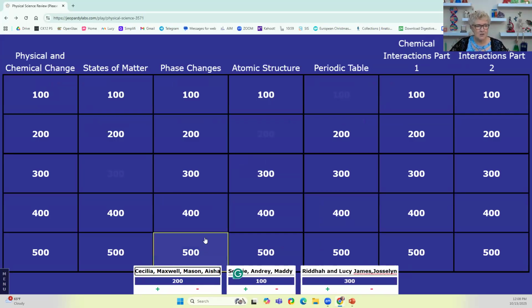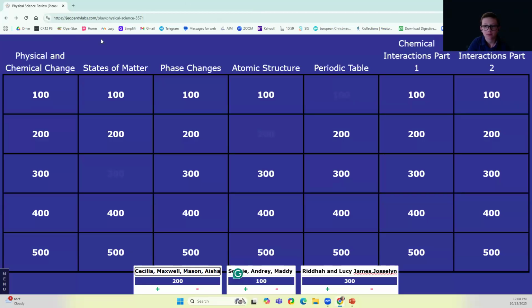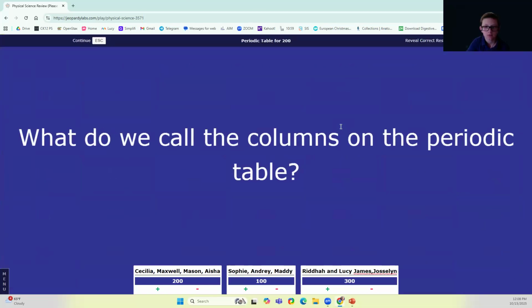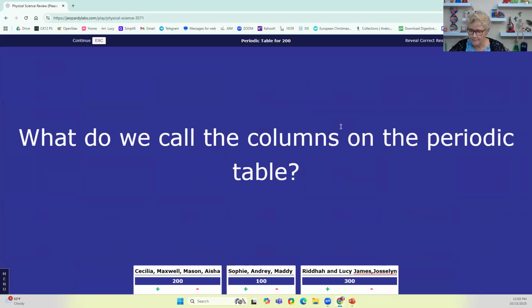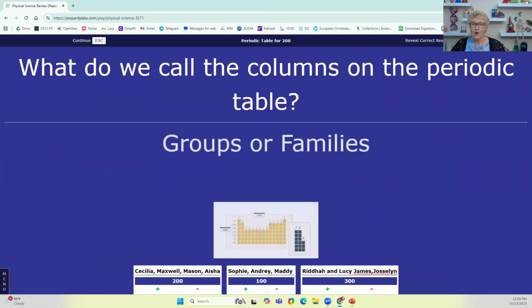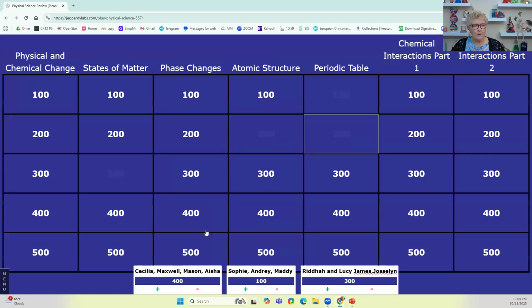Okay, so Max, you are next. Let's do periodic table for 200. What do we call the columns on the periodic table? Go ahead, Max. Groups. You're glitchy a little bit, so I had to make sure I heard correctly. They're called groups. You could also have said families, either groups or families. All right, so Max's team gets the points, and now we go to Andre.